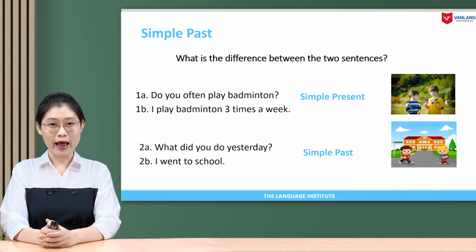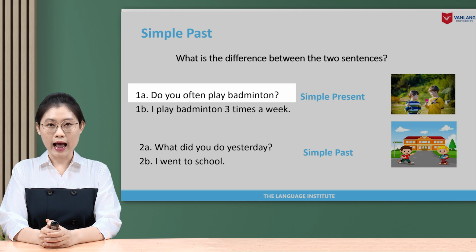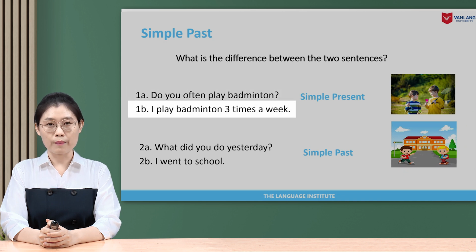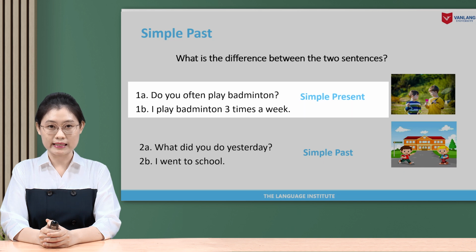Alright, so as you can see on the slide, sentence 1A asks about the action that you often or usually do, and sentence 1B talks about something you often do. So sentence 1B talks about your habits. And we call the sentences 1A and 1B simple present.